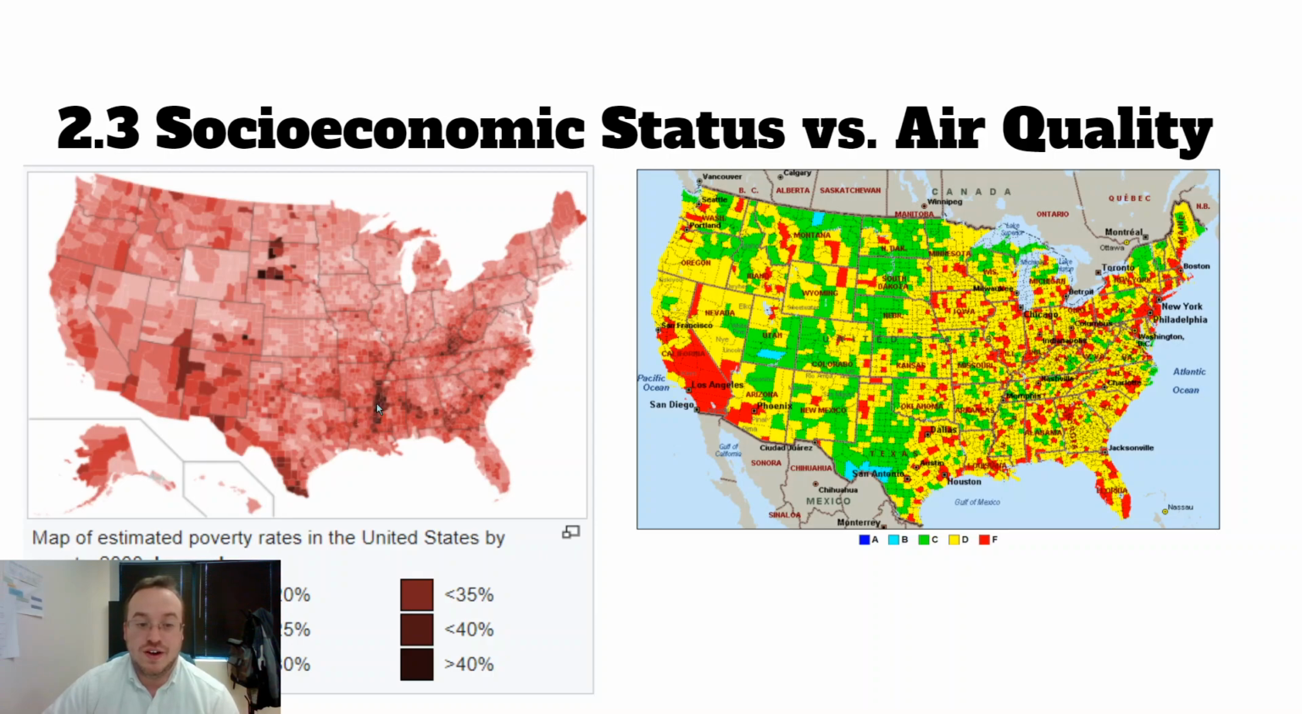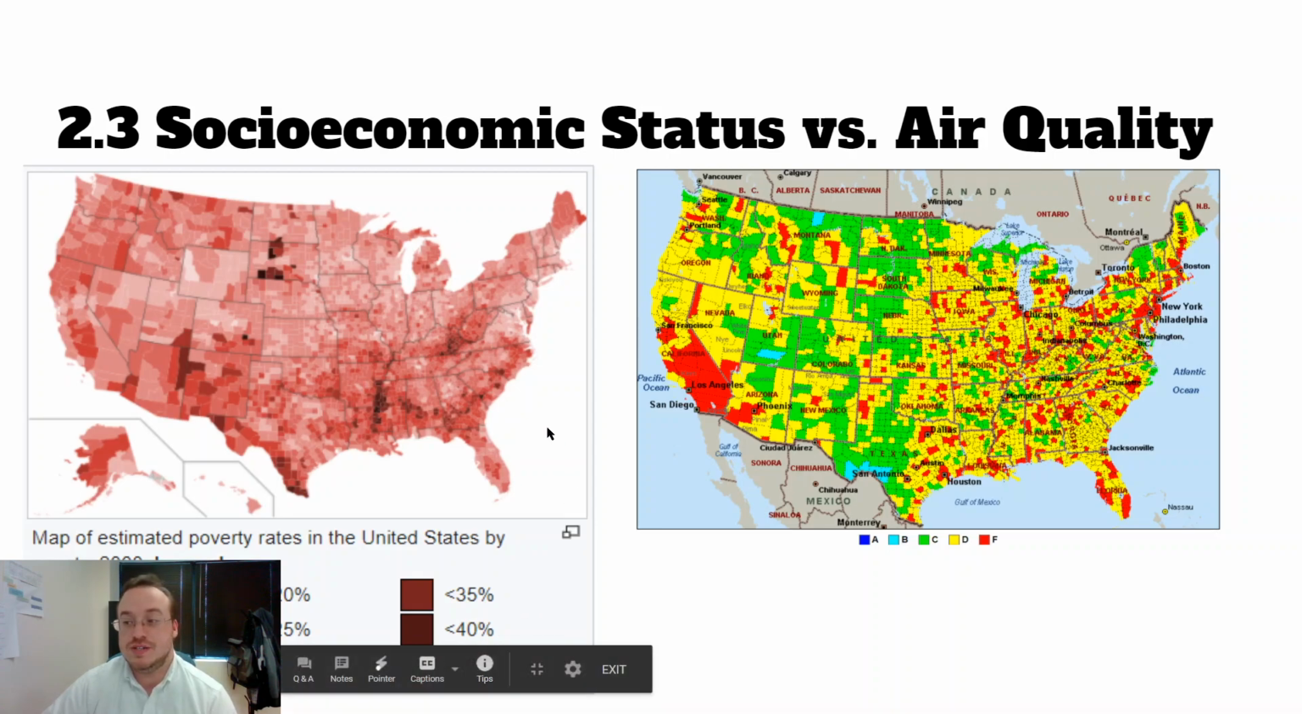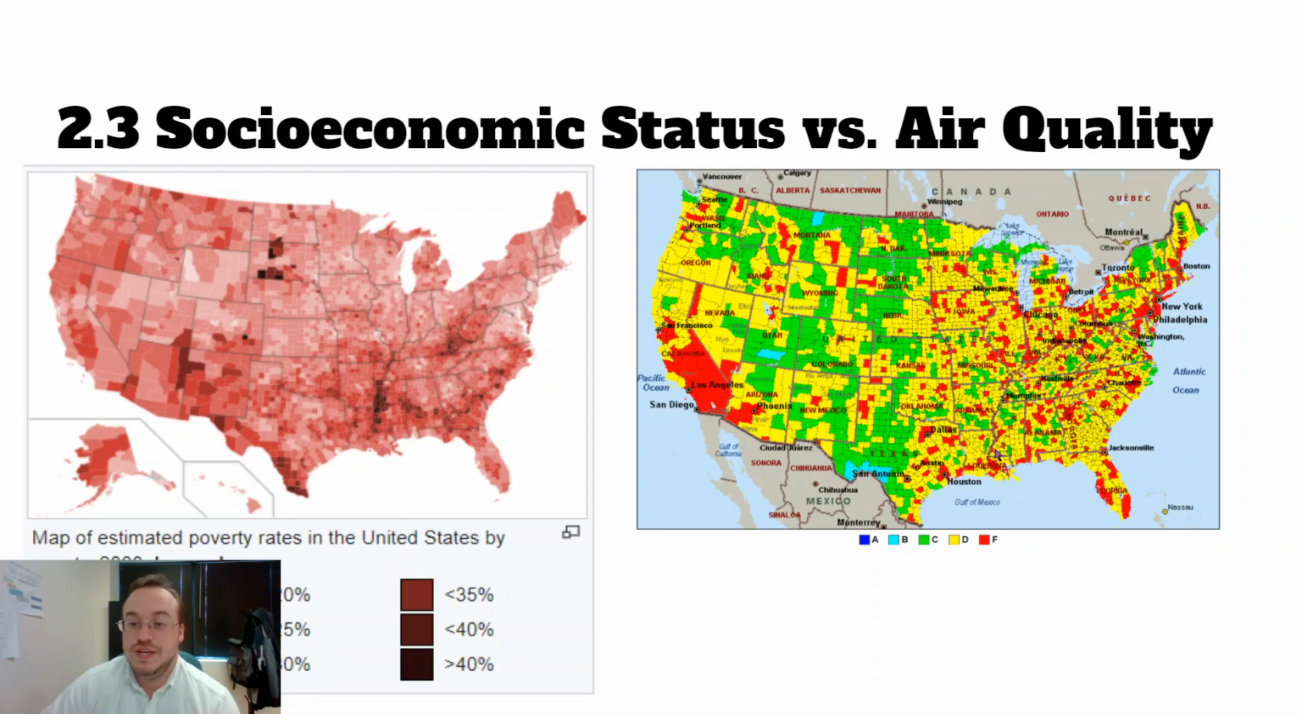There are a very, very large number of individuals and a large portion of the population that are below poverty line and well below poverty line, right? Less than 40%. Over here, we see some air quality difference, but not as much as we might expect.